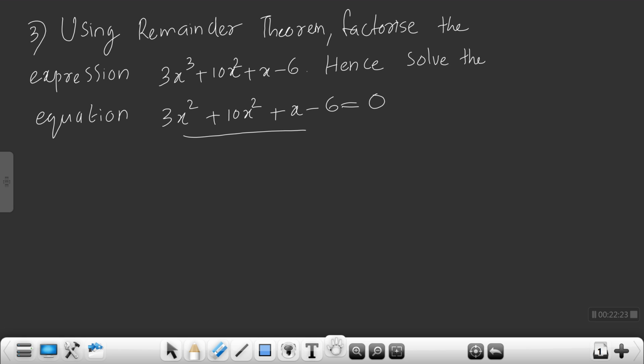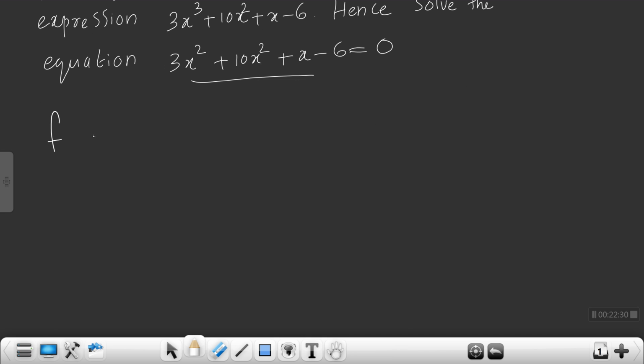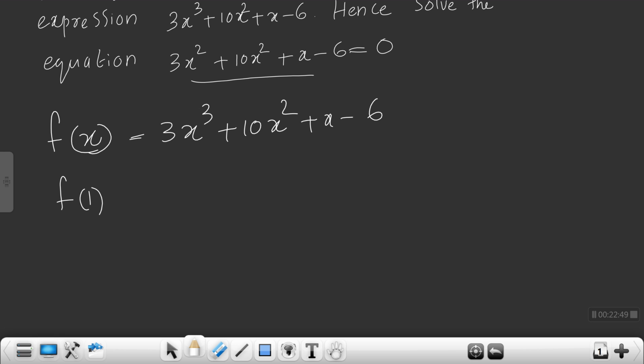In the first part, we want to factorize the polynomial completely. For that, first we write f of x. Our f of x is 3x cube plus 10x square plus x minus 6. For factorizing this expression completely using the trial method, we want to find one factor of the given expression.